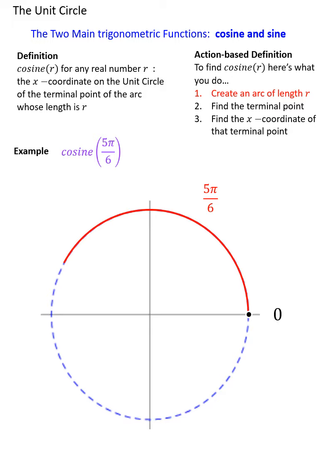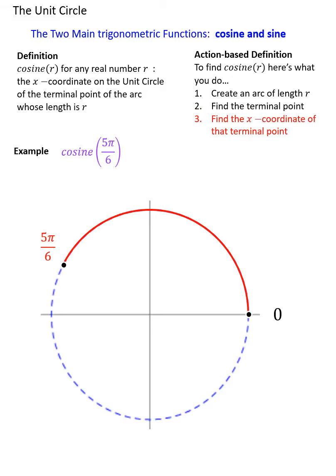So now, looking at our action-based definition in the corner, we now have to find the terminal point. Well, there's the terminal point. Now, you may recall from the first video that we write the arc length at the terminal point. It's just a convenience thing. Remember, we're not calling that point 5 pi over 6. We're writing 5 pi over 6 there because the arc terminates at that point. That is the arc length. Now, I found the terminal point.